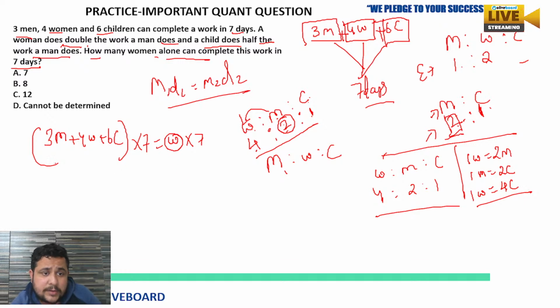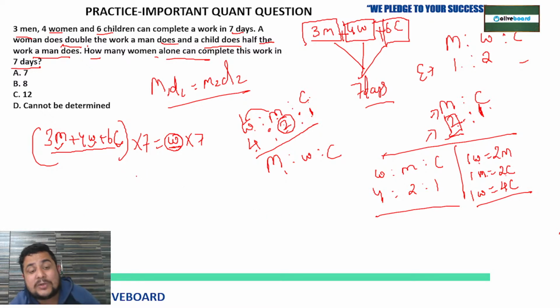So here we need the unit in women, and here what is given? Men, women, and children. So what we need to do? We have the relation between women and men, men and children, women and children. All we know. So we will convert both sides into the same unit, either in the form of women or in the form of men.